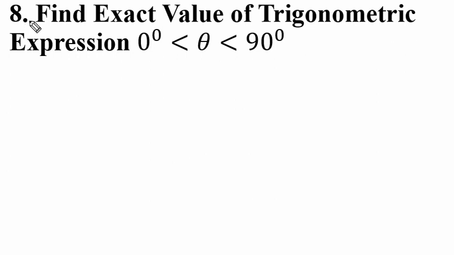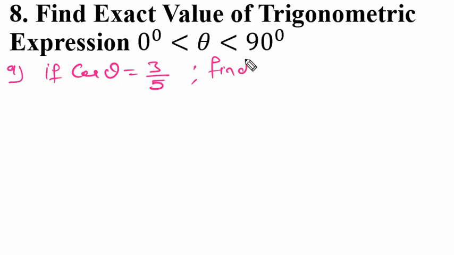Hi everyone, this is point number 8. Find exact values of trigonometric expression. The theta is given from 0 degree to 90 degree. First question we have, if cos theta is equal 3 over 5, you have to find cosecant theta.